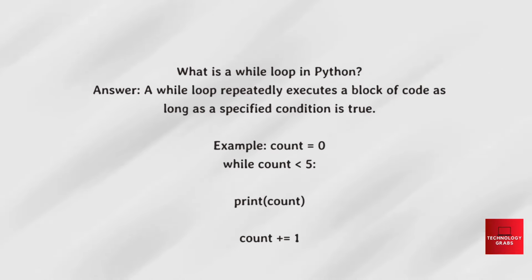What is a while loop in Python? Answer: A while loop repeatedly executes a block of code as long as a specified condition is true. Example: count = 0; while count < 5: print(count); count += 1.